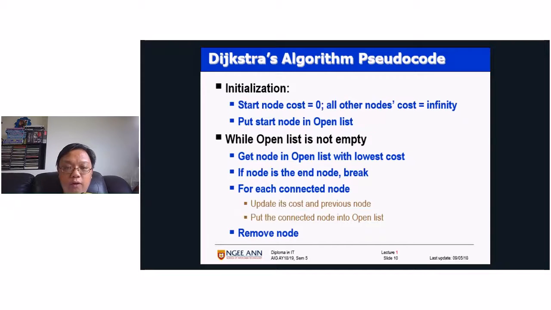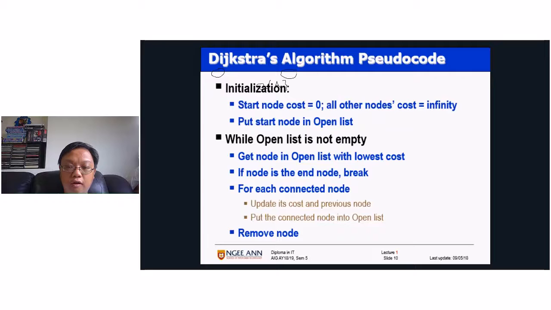At the start, the start node's cost is 0, and the cost is essentially the cost of the shortest path found so far. We assume that to get from the start node to the start node, you don't move, and so the cost is 0. All the other nodes' cost we set to infinity. Then we put the start node in the open list. So if the start node is A, the start node will be inside the open list, and this is my open list.